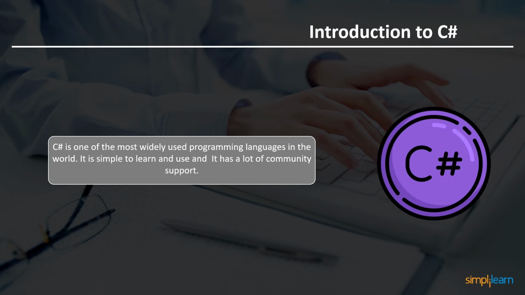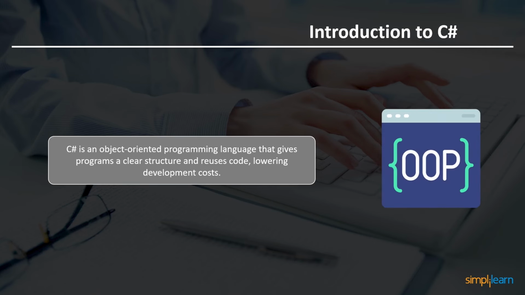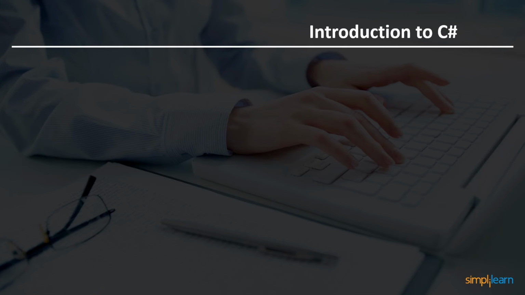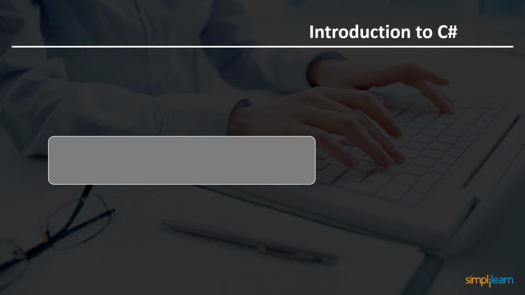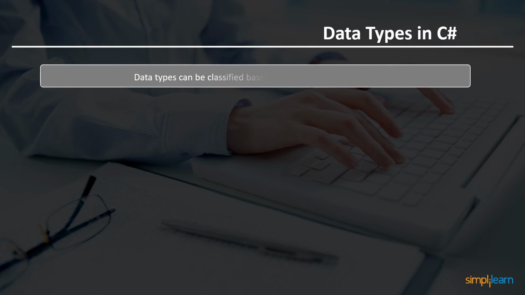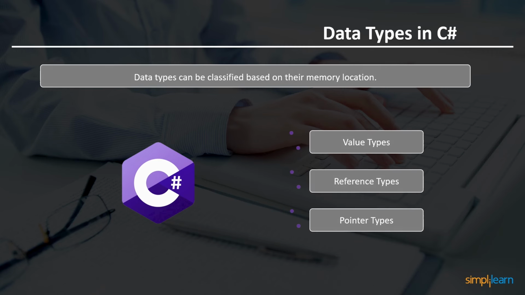C# is one of the most widely used programming languages in the world. It is simple to learn and use, and it has a lot of community support. C# is an object-oriented programming language that gives programs a clean structure and reuses code, lowering development costs. Because C# is like C, C++, and Java, it is simple for programmers to switch to C# or vice versa.